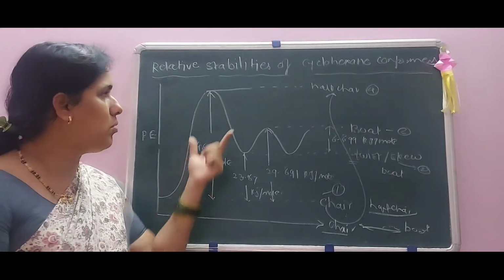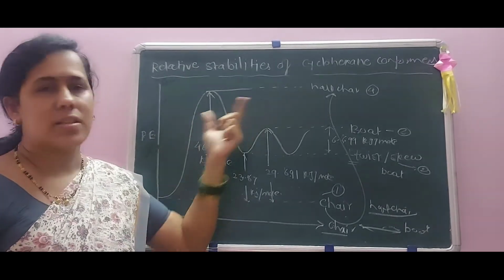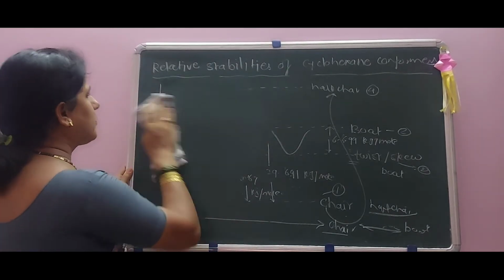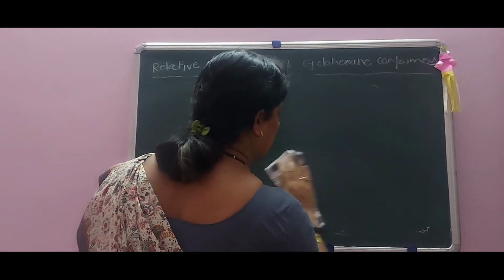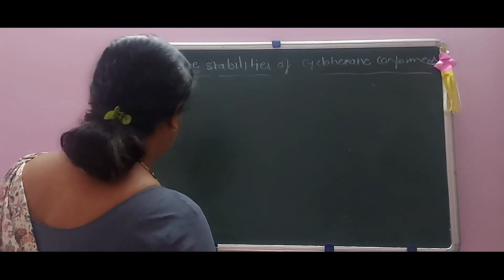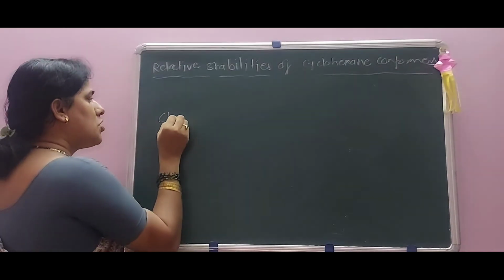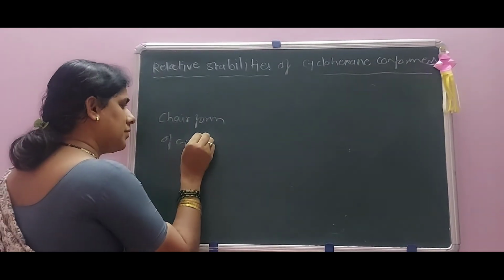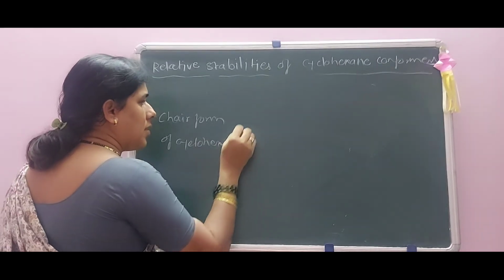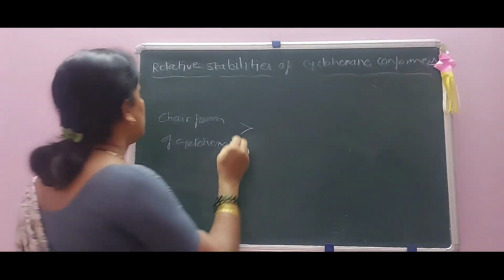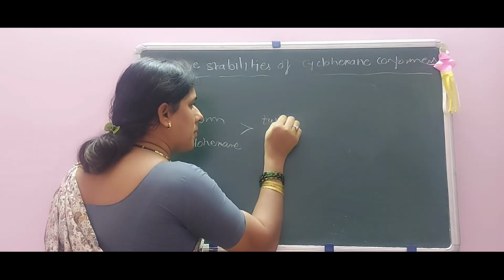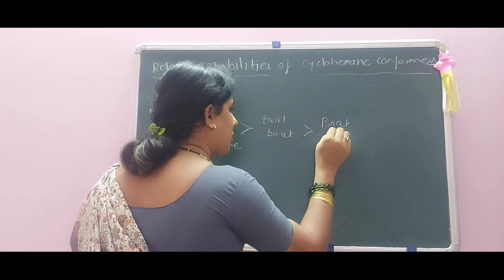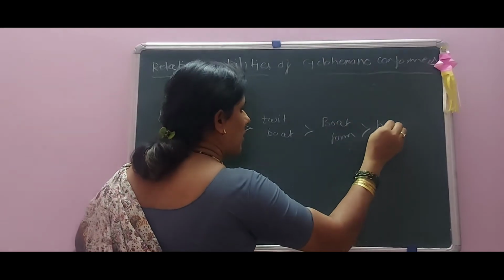Now we are going to write their stability order in this way. See here: first is the chair form of cyclohexane, which is greater than the twist boat, then the boat form, and then the half chair form.